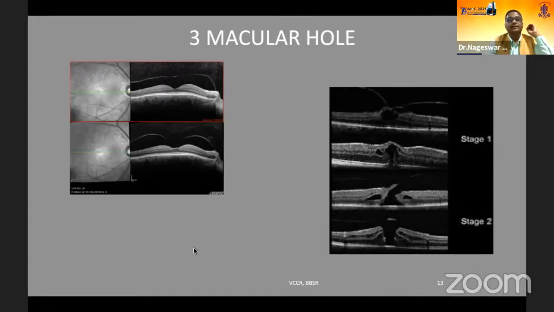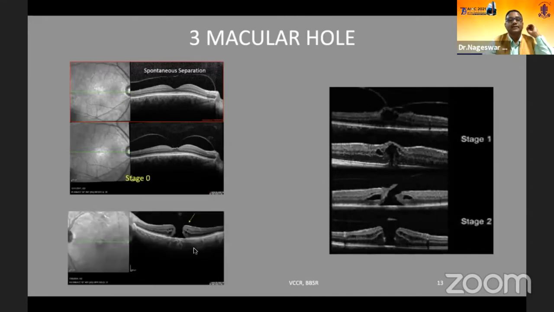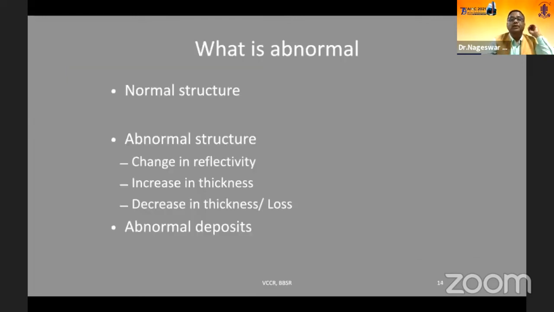And stage 3, more than 200 micron size hole, a full thickness macular hole will be there, and the vitreous usually remains somewhere, an incomplete PVD. If it's a complete PVD, then it's called grade 4. So what is abnormal? Abnormal structure in the OCT, change in the reflectivity maybe, or increase in thickness, or decrease in thickness, or loss of thickness, or abnormal deposits.